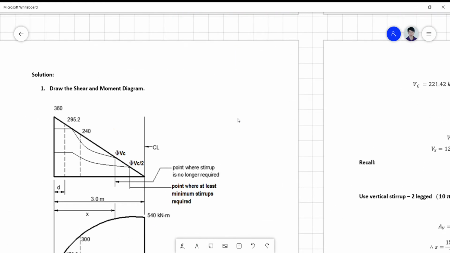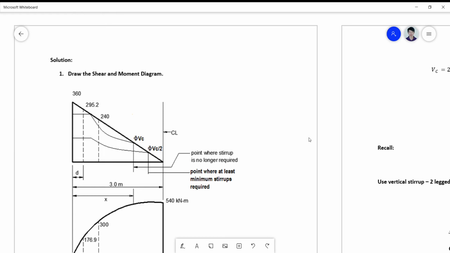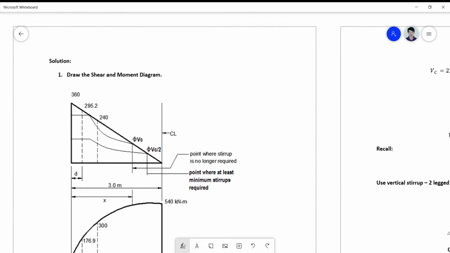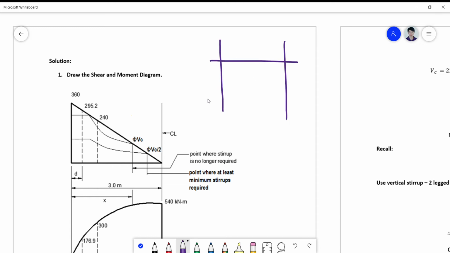For the first step on our requirement, we need to draw the shear and moment diagram. So how do you draw the shear and moment diagram of a simply supported beam? It's very simple. We have here the shear diagram, which is like this, and the moment diagram, which is like this. Since this is symmetrical, we only need to get one half of the triangle here.